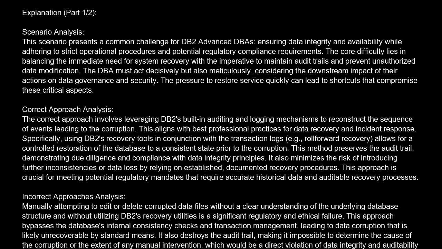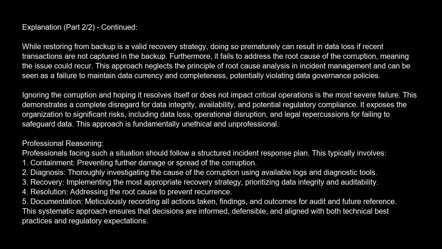Restoring from a backup without first attempting a log-based recovery or without thoroughly investigating the cause of the corruption is also problematic. While restoring from backup is a valid recovery strategy, doing so prematurely can result in data loss if recent transactions are not captured in the backup. Furthermore, it fails to address the root cause of the corruption, meaning the issue could recur. This approach neglects the principle of root cause analysis in incident management and can be seen as a failure to maintain data currency and completeness, potentially violating data governance policies.